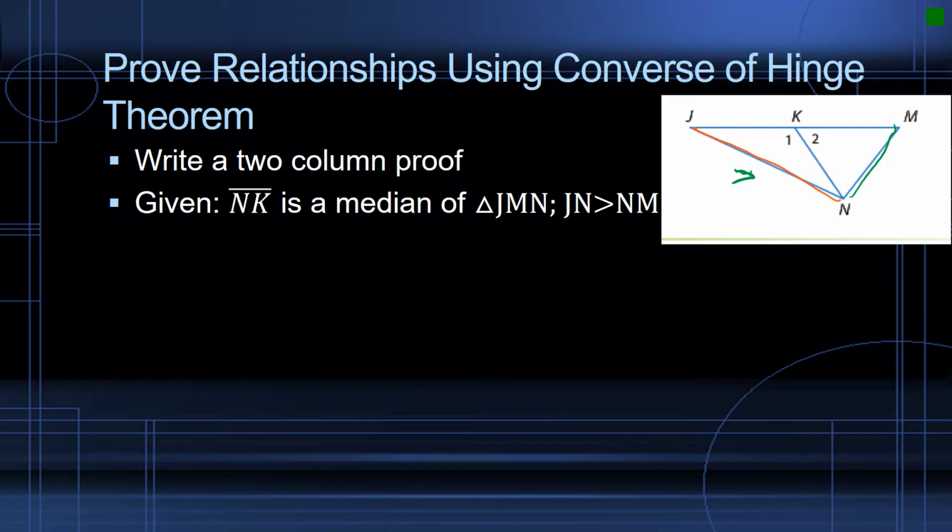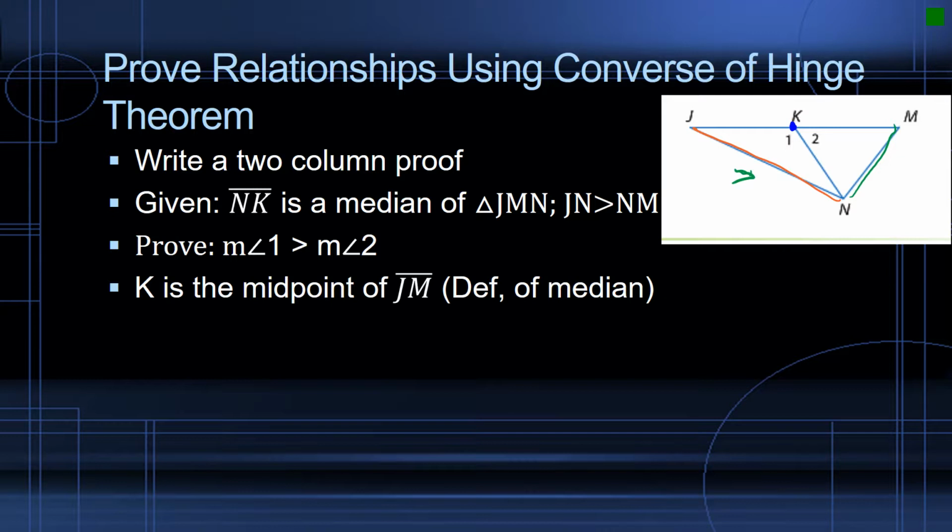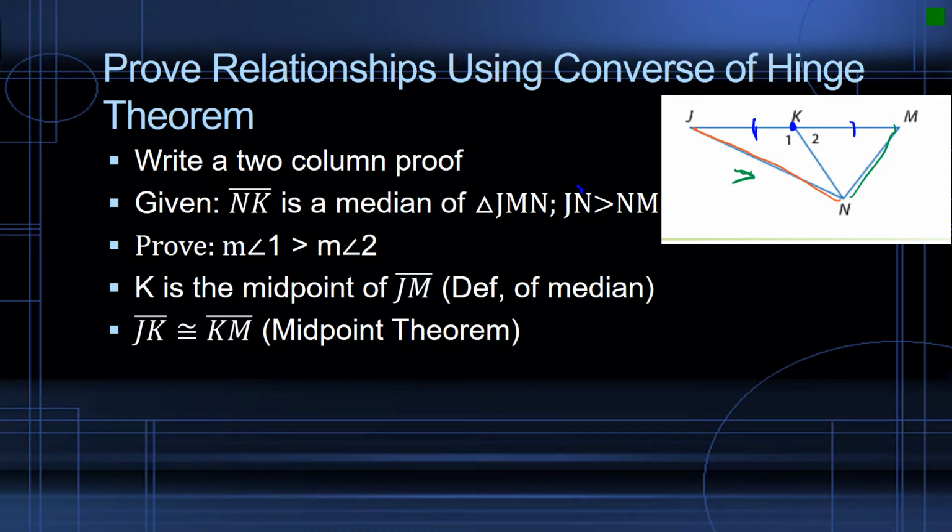So if NK is a median, then that means that point K has to be the midpoint. Oh, we're asked to prove that angle 1 is greater than angle 2. All right, so K is the midpoint of JM, which has got to mean that JK and KM have got to be congruent, right? I think that's probably the next step in our proof. Yep, JK is congruent to KM. That's based on the midpoint theorem.